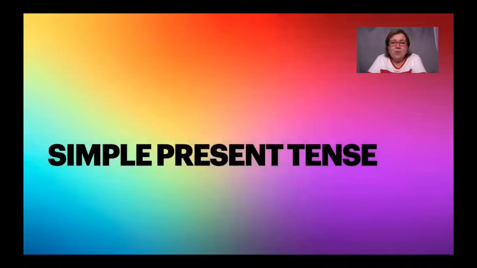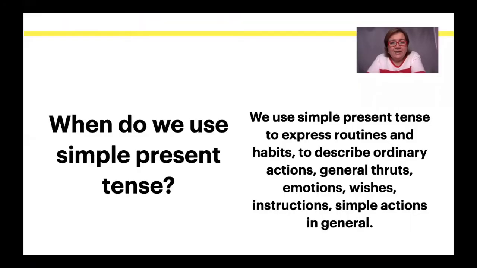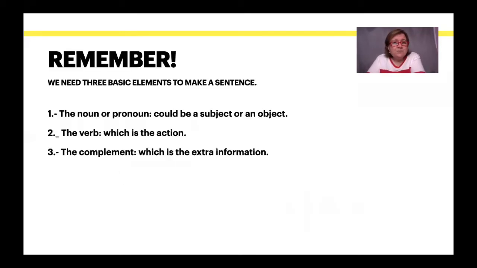Okay, so simple present expresses routines and habits and describes ordinary actions. In general, simple actions. Remember, please, that we need three basic elements to make a sentence. We have the noun or the pronoun, and it could be a subject or an object. Then, number two, we have the verb, which is the action, like in Spanish. And number three, we have the complement, which is all the extra information that we need.